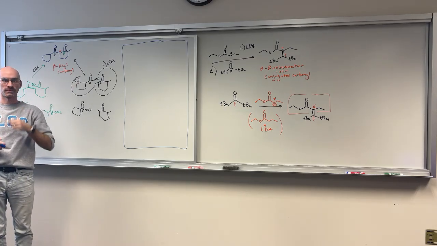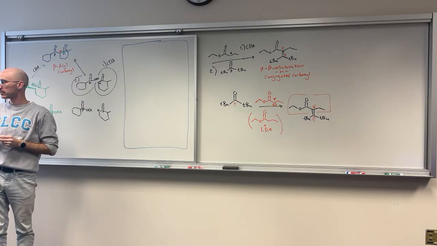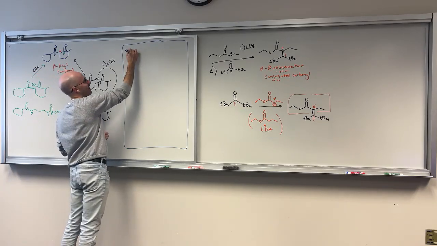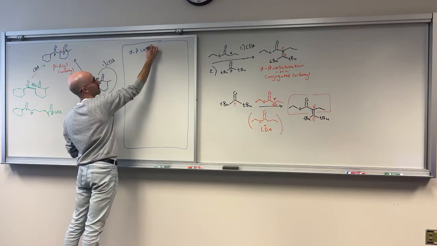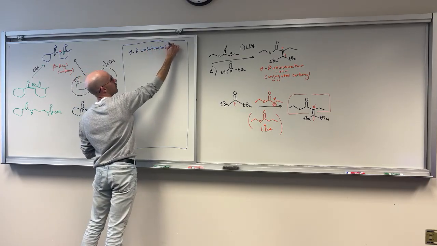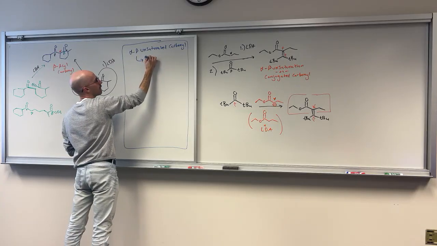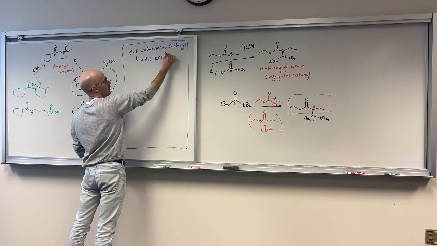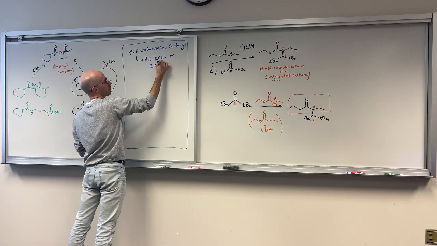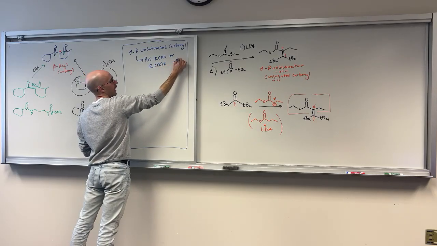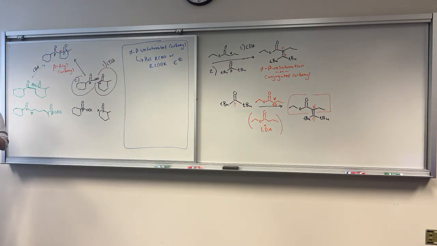What's one of them? Alpha beta unsaturated. Good. Alpha beta unsaturated carbonyl. This has an aldehyde or a ketone as the electrophile. Electrophile means what? Loves electrons, takes electrons, not the enolate.